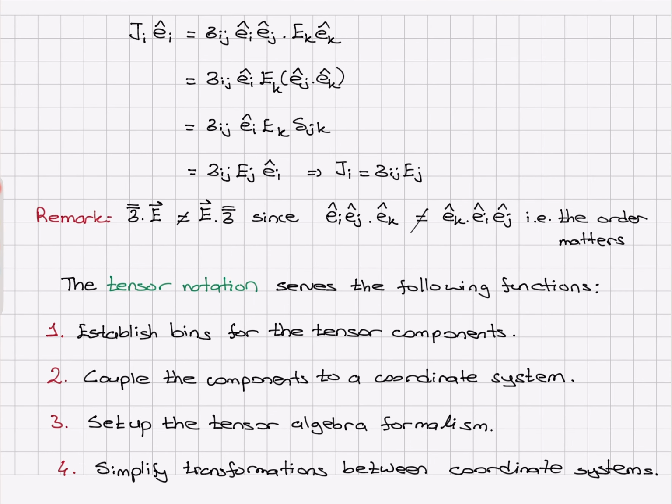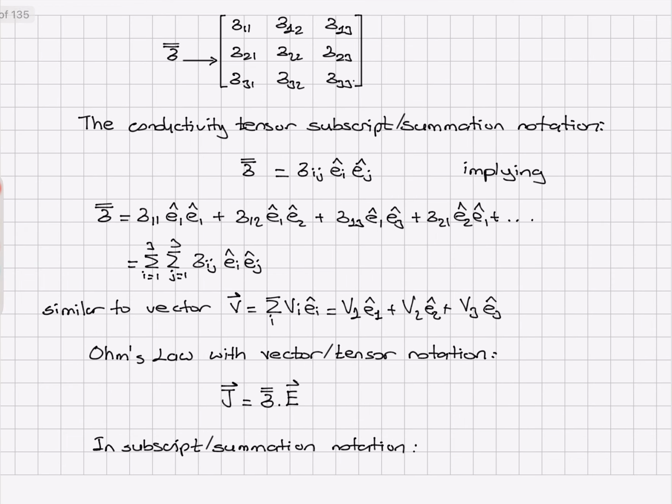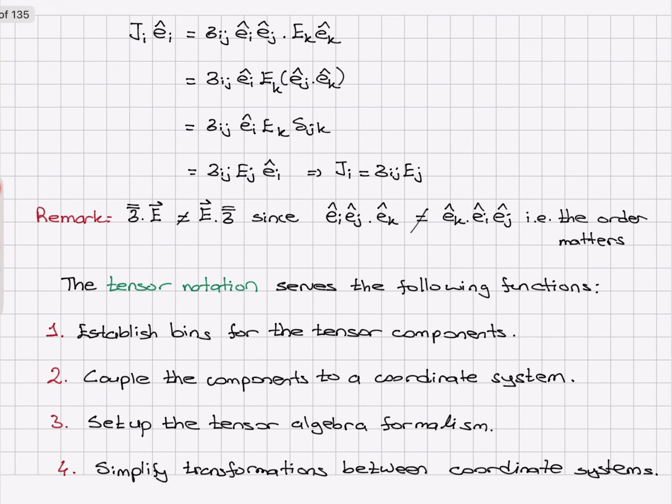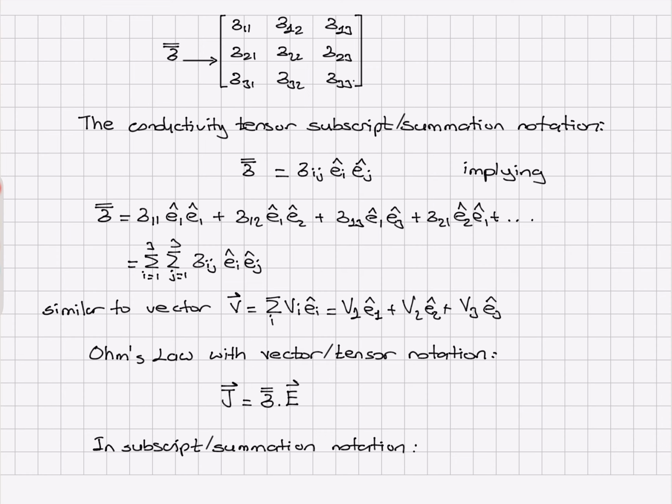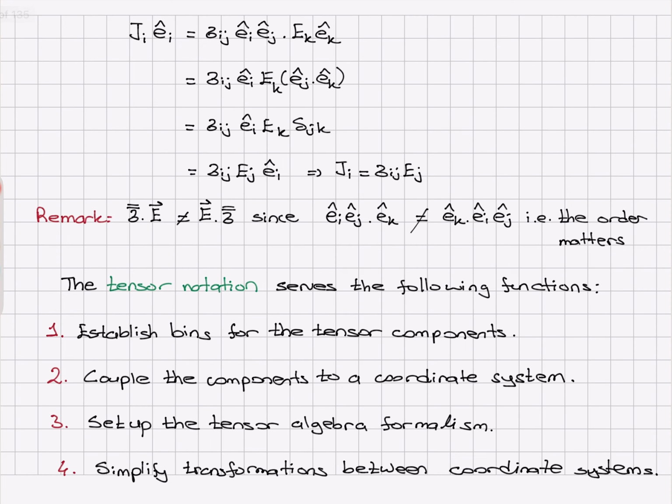Okay. It couples the components to a coordinate system, so whichever basis vectors that we use are here, it tells us that these numbers are related to a coordinate system. It sets up the tensor algebra formalism the way we have shown here. For example, J vector is sigma tensor dot product with electric field, and it simplifies the transformations between coordinate systems, as we're going to see later on.